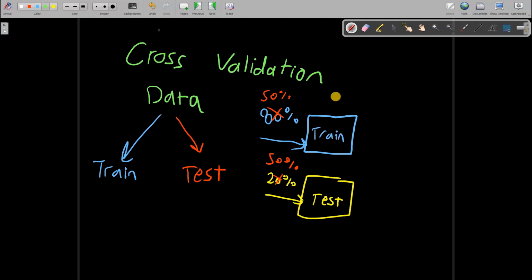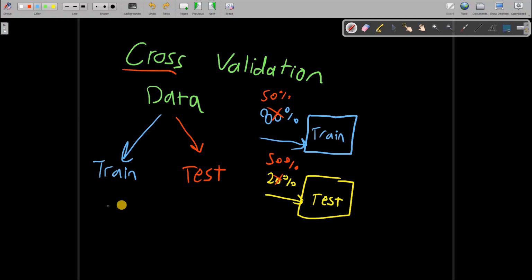But as you can see, this is actually still a huge waste of data because I'm using only half my data to train. I mean, the more data I have, the better my model is going to be with training. But here I am actually throwing away around 50% of my data. The solution is we do something that is called cross-validation.